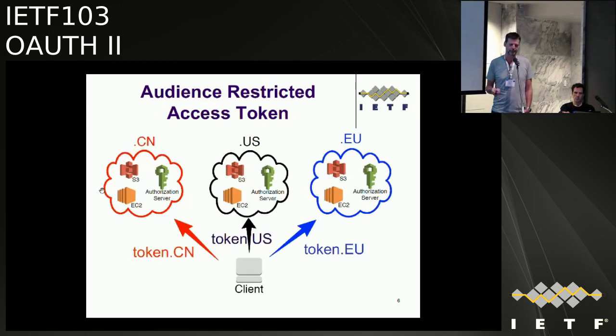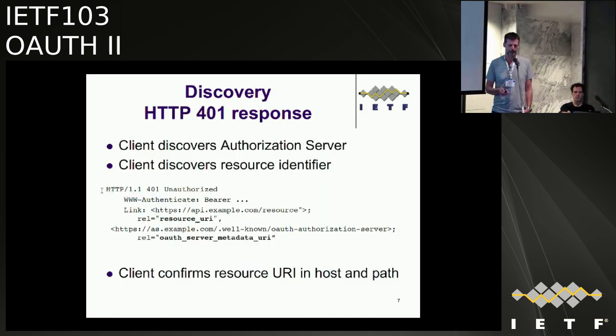So discovery: you hit the resource, it says you're unauthorized, and returns back. Currently we've got link rel information that says essentially where the authorization server is. And then in the draft, I'm calling it the resource URI, but that's kind of weird because the U is universal resource indicator. So I just called it resource identifier.